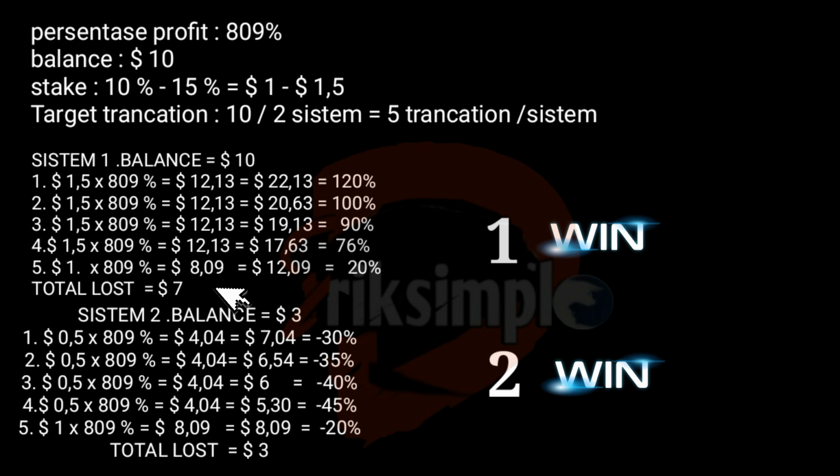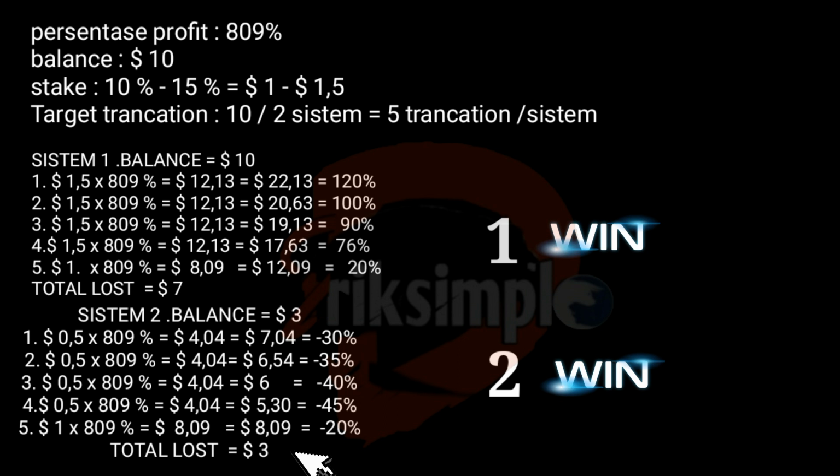In the second system the win target is 2 win. If 2 wins are achieved then you will still profit even though what you get is not big. But if there is only 1 win then it is still a minus. If in 10 transactions the target is not achieved, then learn and improve again in mastering the digit match methods and strategies that we use.